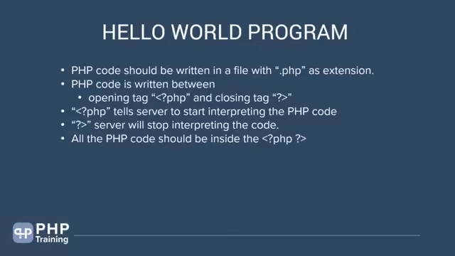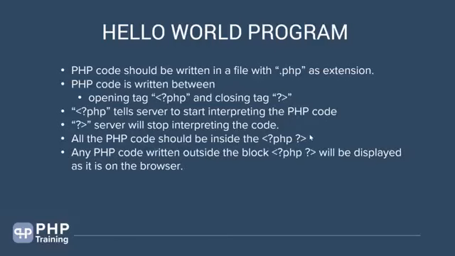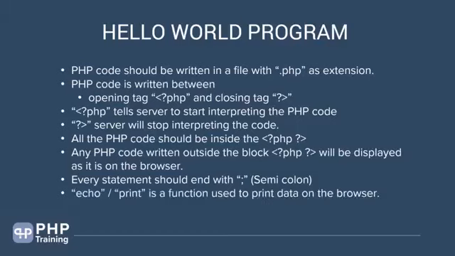The source code itself is displayed onto the web browser because you are not writing inside the opening and the closing tag. Any PHP code written outside the block will be displayed as it is on the browser. We discussed this: every statement should end with a semicolon. If you are from a Java or C background, you know everything should end with a semicolon. This indicates to the interpreter that the statement has been completed, so now I am writing the next statement.